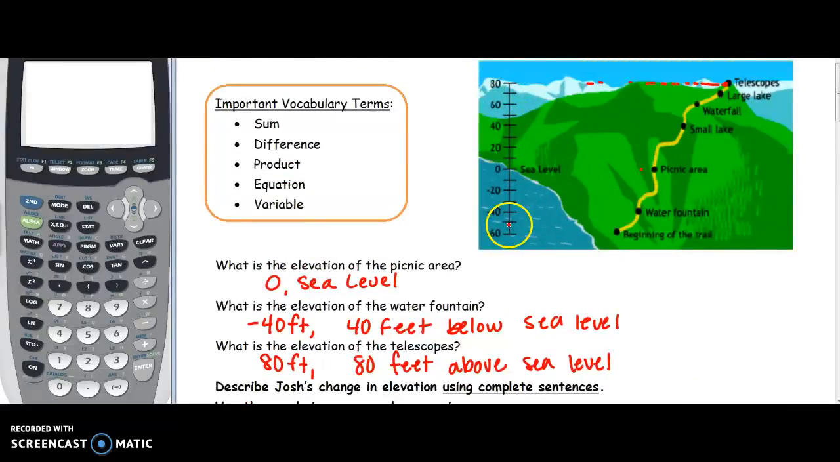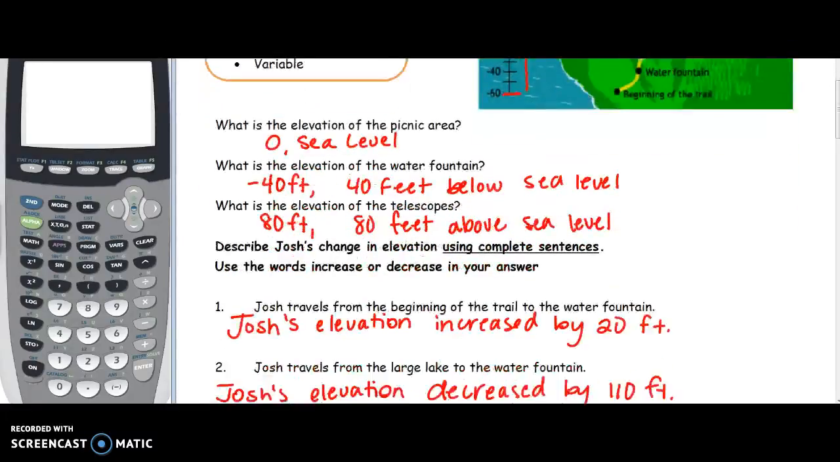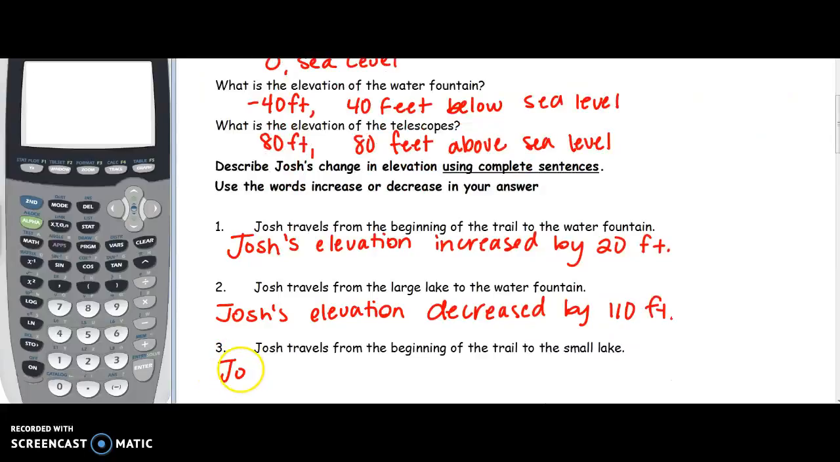And lastly, Josh travels from the beginning of the trail to the small lake. Beginning of the trail here at negative 60 to the small lake, which is at 40. So he's going up, which means his elevation is increasing, and he's increasing by 10, 20, 30, 40, 50, 60, 70, 80, 90, 100. So lastly, Josh's elevation increased by 100 feet. I'm sorry, 100, not 110.